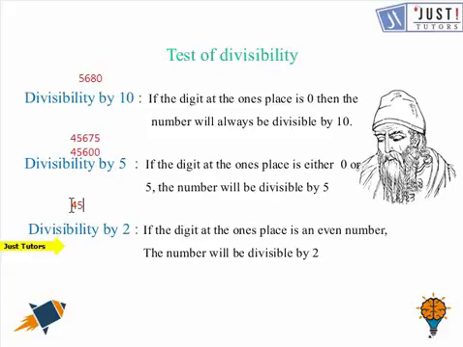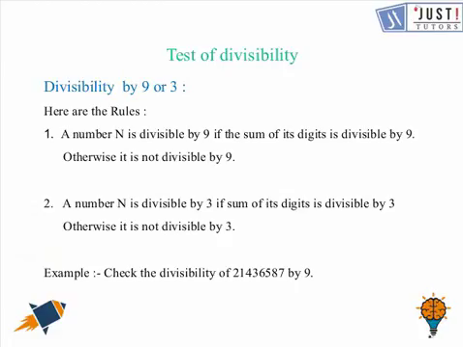Let's come to the next rule, which is divisibility by 2. Again, we just need to keep in mind one thing, that the digit at the ones place here has to be an even number. So it can be either 2, 4, 6, 8 or 0. If that number is an even number, the whole number would completely be divisible by 2 without leaving any remainder at all.